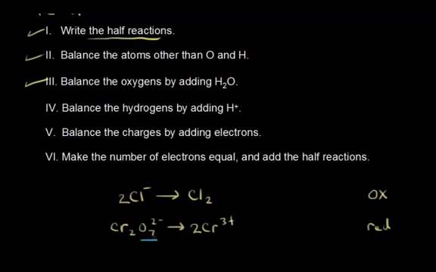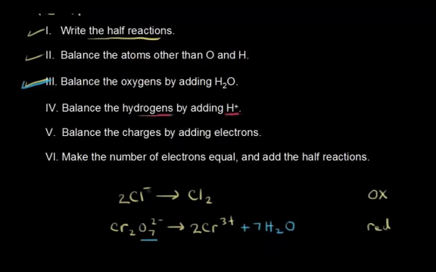And since I have 7 oxygens on the left, I need 7 oxygens on the right. So I'm going to go ahead and add 7 water molecules, and that now gives me 7 oxygens on the right of my half reaction. So that's this step, step 3 right here. Step 4, balance the hydrogens by adding some protons. So let me go ahead and I'll use red for this. So step 4, balance the hydrogens by adding protons here.